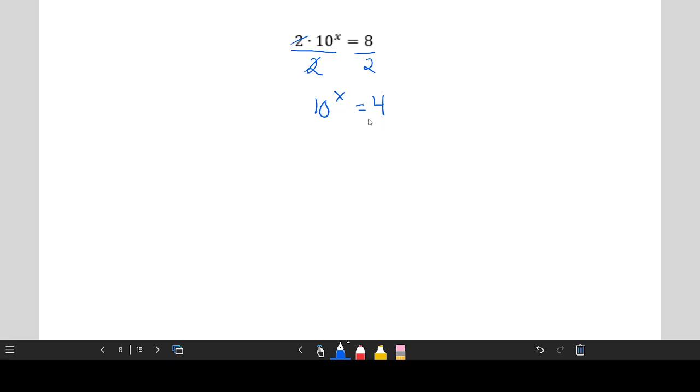And then we can take log of both sides. I'm going to use our common log, log base 10, so that it's the inverse function of what we have on the left side there. Don't forget to take the log of both sides. Whatever we do to one side of an equation, we have to do to the other.